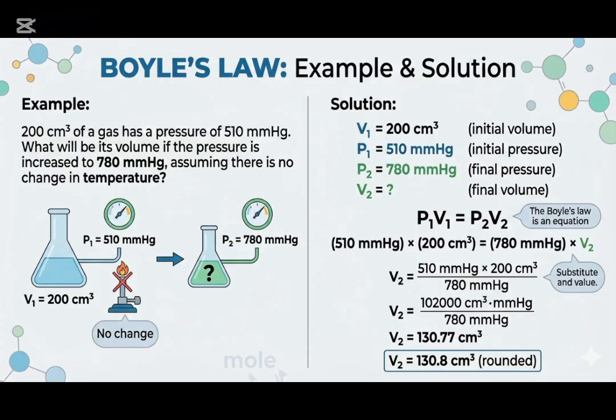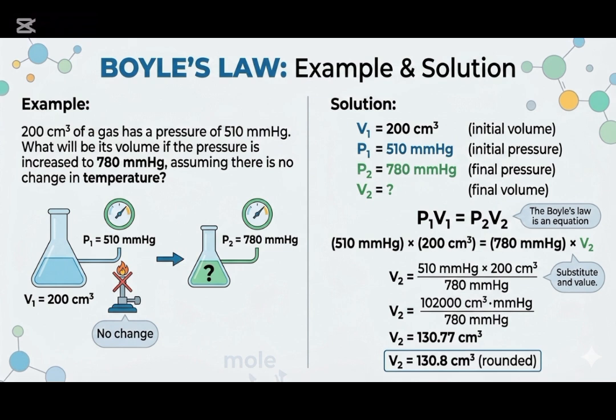Now let's look at an example. From the example, 200 centimeter cube of a gas has a pressure of 510 millimeter mercury. What will be its volume if the pressure is increased to 780 millimeter mercury, assuming there is no change in temperature? Now, from the solution, we can see that V1 is equal to 200 centimeter cube, P1 is equal to 710 millimeter mercury, P2 is 780 millimeter mercury, and V2 is unknown.